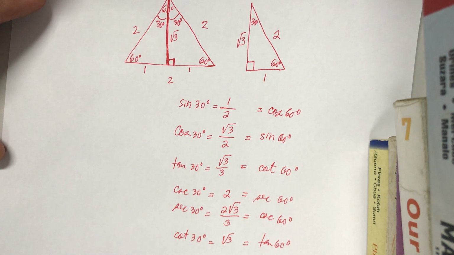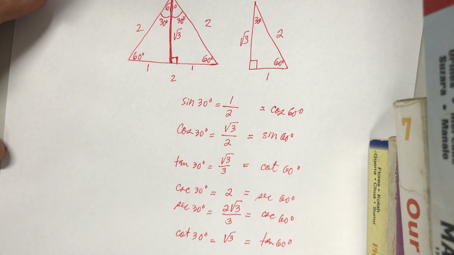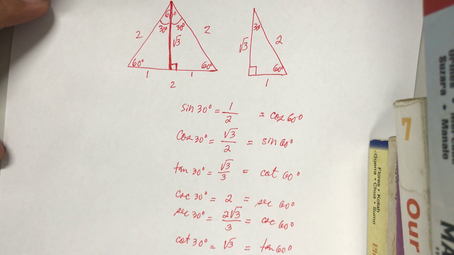Question: do we need to memorize? The answer is no. Categorically, a big no. Why don't we need to memorize? If you forget, just draw an angle, a right triangle whose sides measure 2, 1, and square root of 3, with angle measures 60 degrees and 30 degrees. And then you derive.